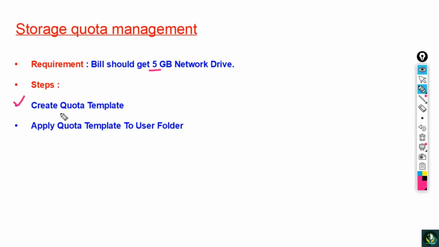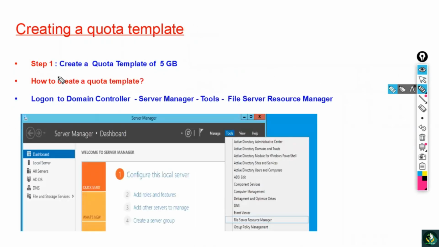We need to create the quota template. After that, we'll apply the quota template to the user folder. So you need to follow these 2 steps. The first step is to create the quota template of 5 GB. In our case, we will create the quota template for 2 GB.